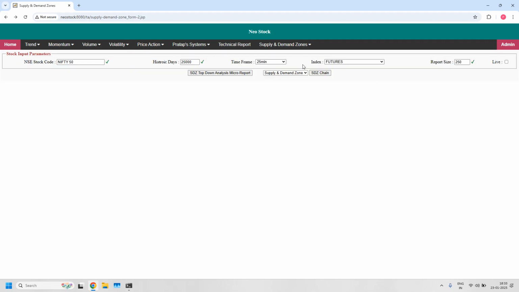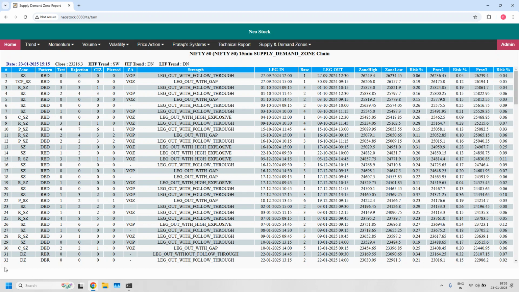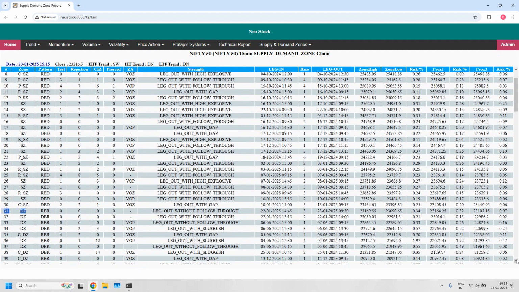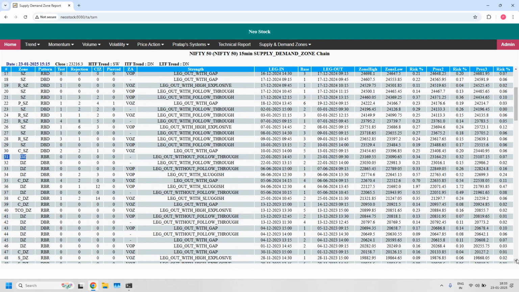Okay, next 15 minutes supply demand zone chain for NIFTY. So this is the recent demand zone. So to get more demand zones, I am scrolling the list down. Let me put it in the center so that all these are all demand zones, all these are all supply zones. And the 30 and the 31 serial numbers, they are nearest demand and supply zones to the current closing price.